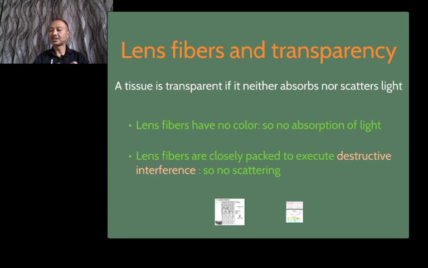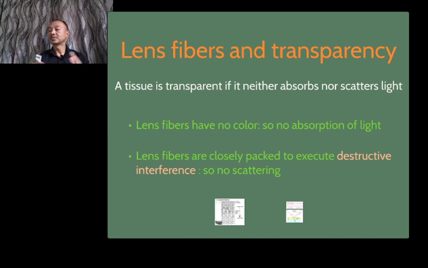The first property is that it should not absorb any light, and it should not scatter any light. In the first situation, the lens fibers don't have any coloration, so it's transparent. No coloration is there. So whenever there is no coloration, no light will get absorbed by the lens fibers. The second situation, the lens fiber should not scatter light.